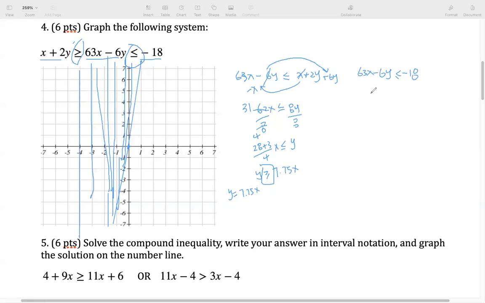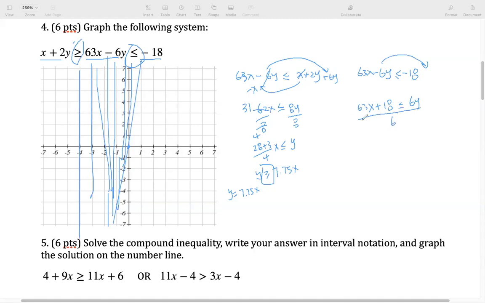Then let's see the second one. The second one, I have 63x minus 6y less than or equal to negative 18. I move negative 6y to the other side. It becomes positive 6y greater than or equal to 63x plus 18, because I move negative 18 to the other side, it becomes plus. Now I want to divide everybody by 6, because I'm solving for y.